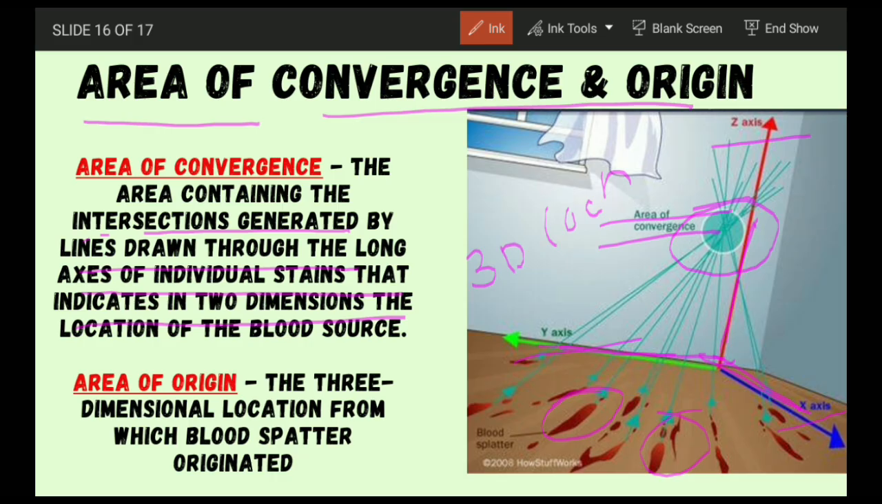All of these lines will be joined at a particular place, and this indicates the 2D location from where we can figure out the source of blood. You can figure out an approximate source of blood. You cannot just say that yes, this should be the source of blood. We can just make an approximate guess via this.